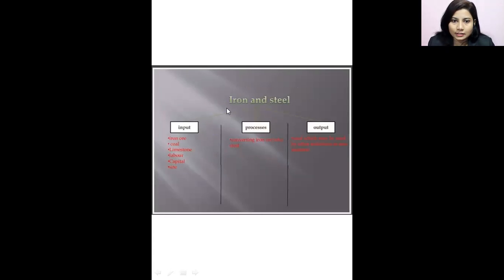Here also, as per the industrial system, we know that three factors are important: input, process, and output. So there, iron ore is an input. We want coal, limestone, labor, capital, and the site. Then in the process, they convert the iron ore into steel. And then we get the output, that steel, which may be used by other industries as a raw material. That is the output in the iron and steel industry.